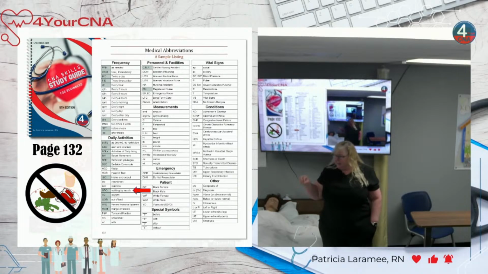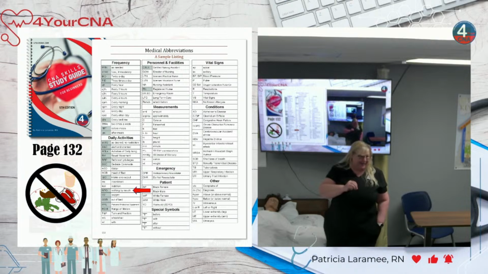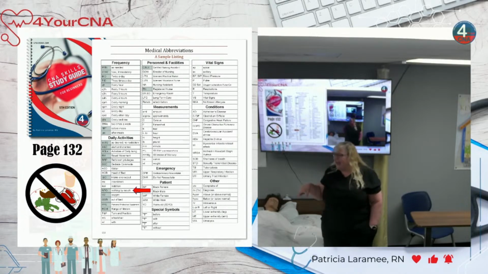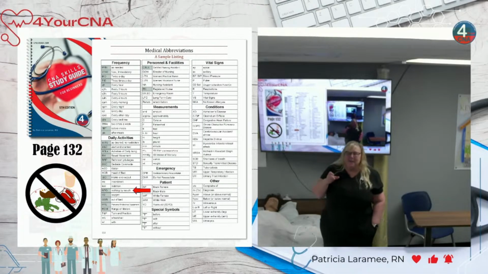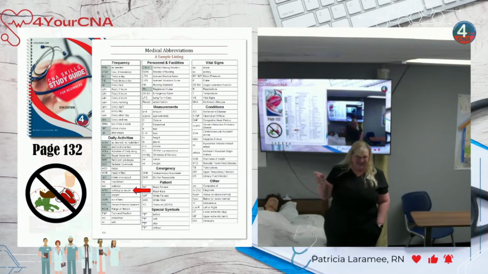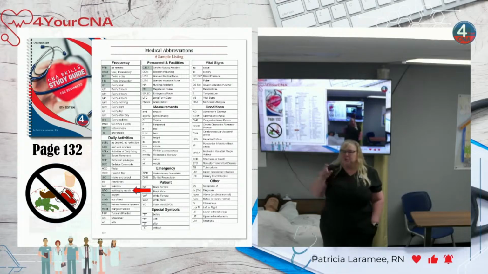QD, if we know Q means every, and BID, the last one, meant day. So QD would mean every day. QHS, oh no, that doesn't mean anything. HS is how bedtime is said in Latin, hour of sleep, like insomnia, hour of sleep. So QHS would be every bedtime.